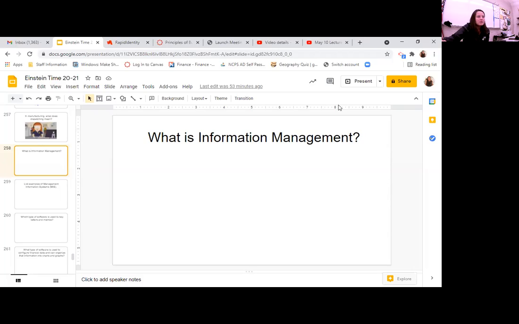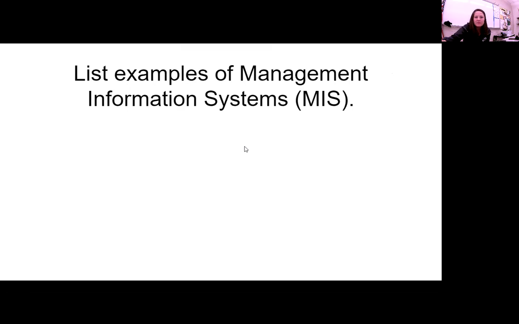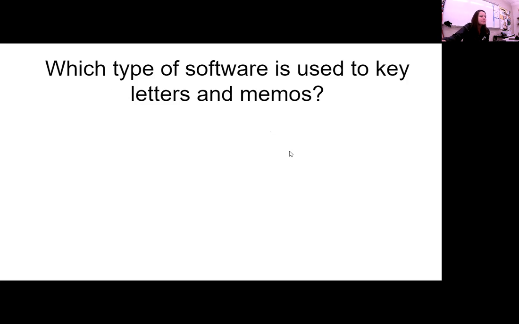All right, so what is information management? Information management is just organizing all the data or all the information that comes into your business. Some examples of management information systems would be like PowerSchool. PowerSchool takes your attendance, your grades, your contact information, and it organizes it all into a database.